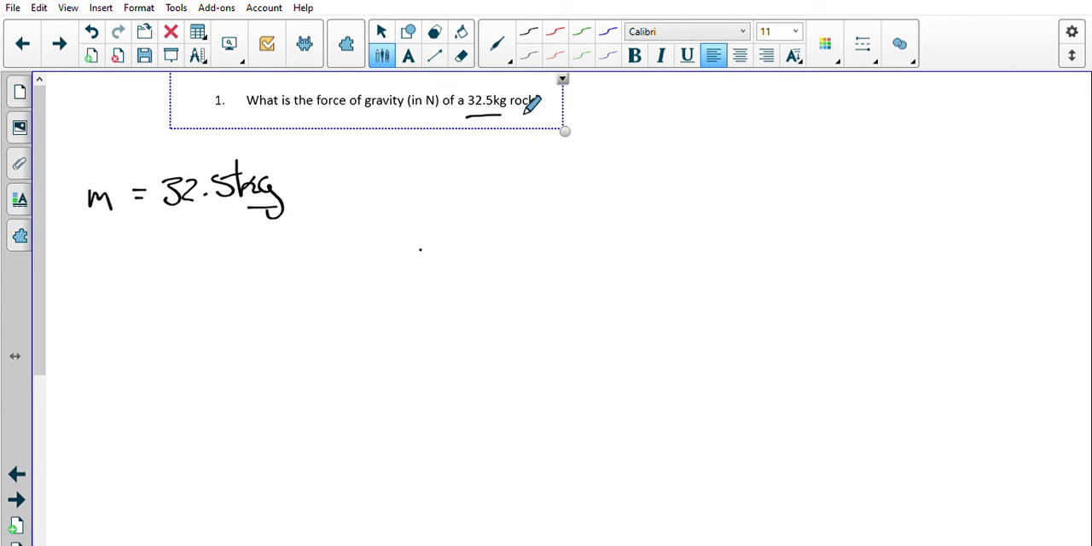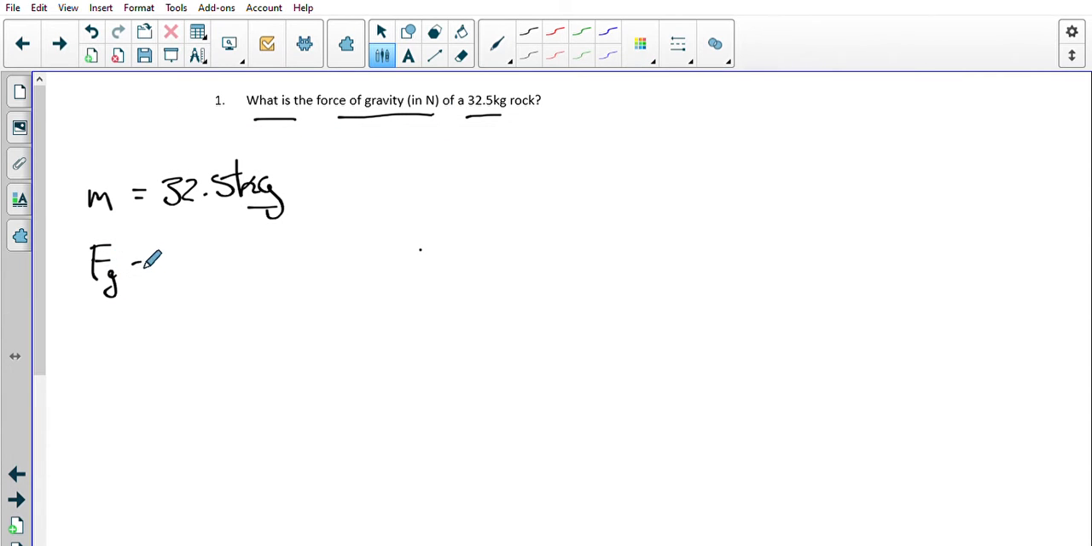There are no other numbers in here, but there is the question: what is the force of gravity? So our force of gravity is what we're going to be looking for. That's the question. Well, what formula do we have? The only formula we actually have at this point is Fg is equal to mg.